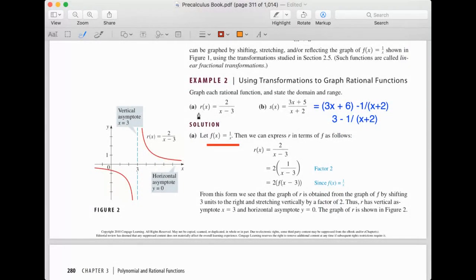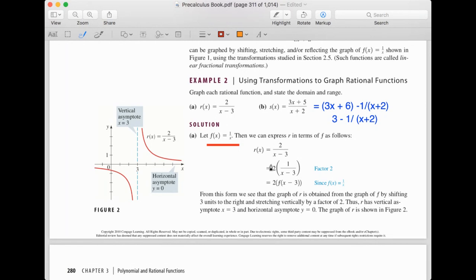Then we see these functions r and s. They are transformations of 1 over x. All right, let's see how. Let's say r we can write in terms of f. So r of x equals 2 over x minus 3.